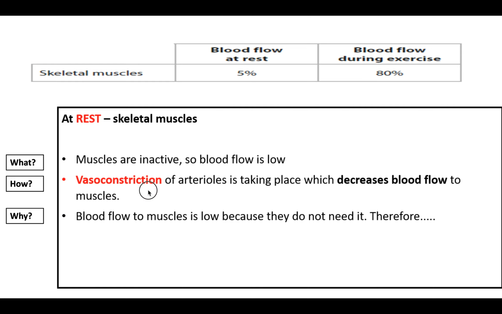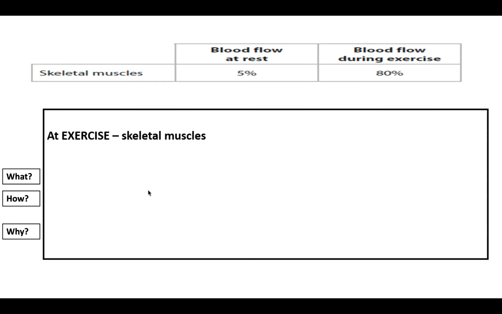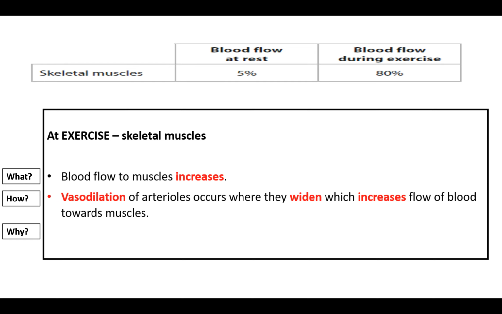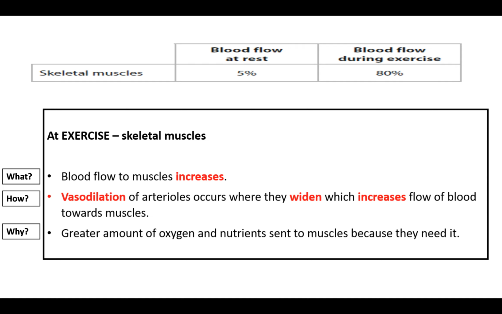So during exercise, what changes? Now 80% of blood flow is going to the muscles. So blood flow to the muscles has increased. How has this happened? Well, the arterioles at the muscles have vasodilated, so they've become wider, which increases the blood flow to the muscles. Why has this happened? It's simply because the muscles need oxygen and nutrients for exercise.